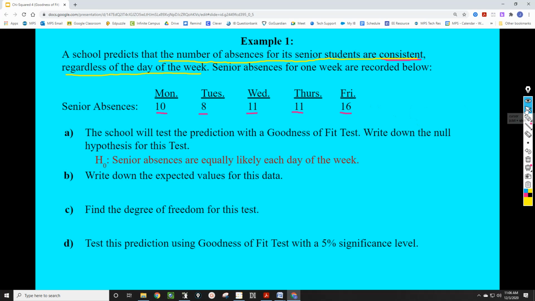Moving on to part B, it says write down the expected values for this data. Well, what were they expecting in this problem? They were expecting that all the absences were the same. Well, how many absences would that be?